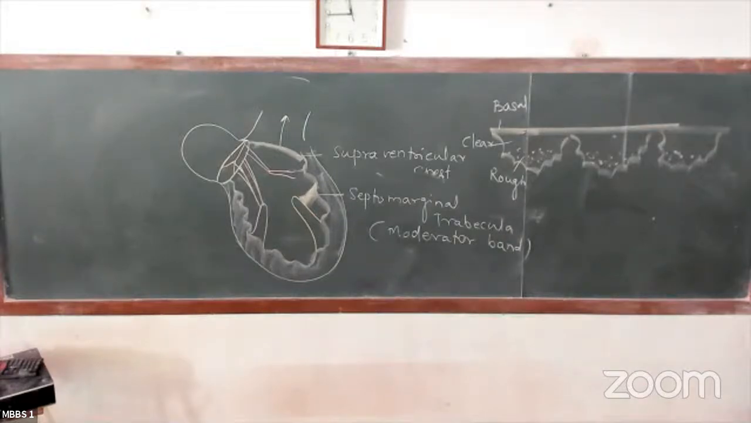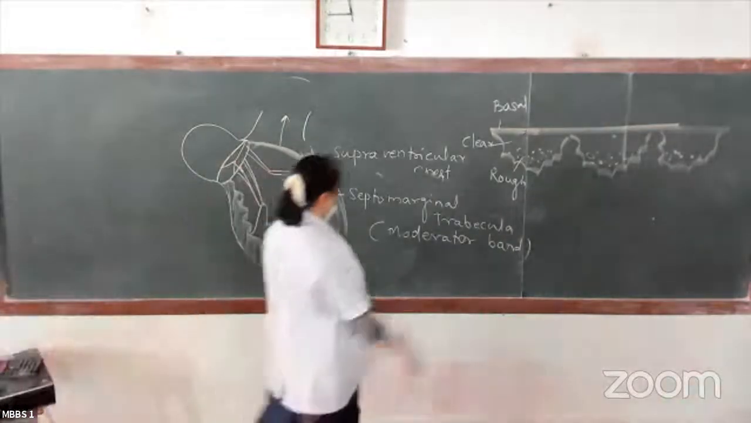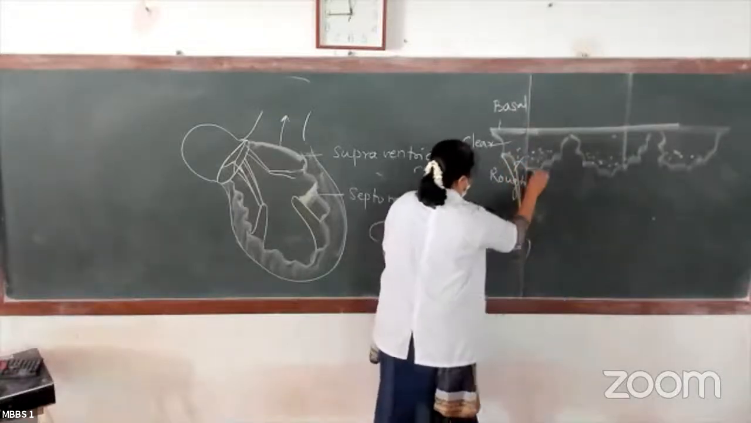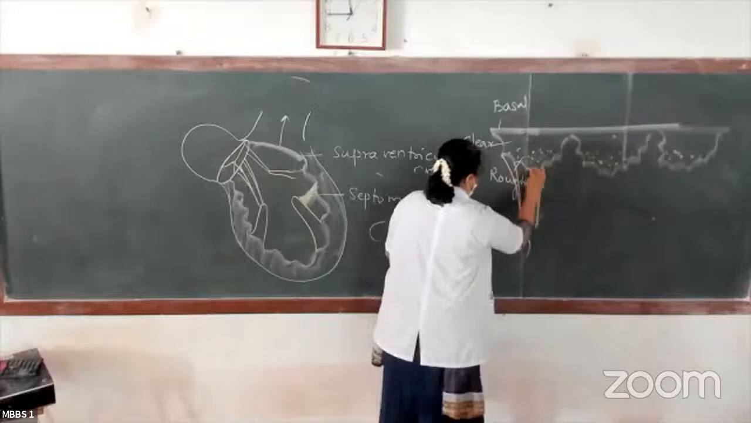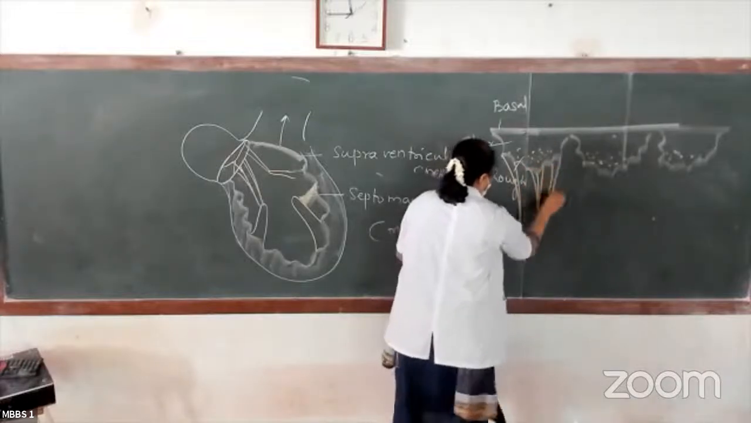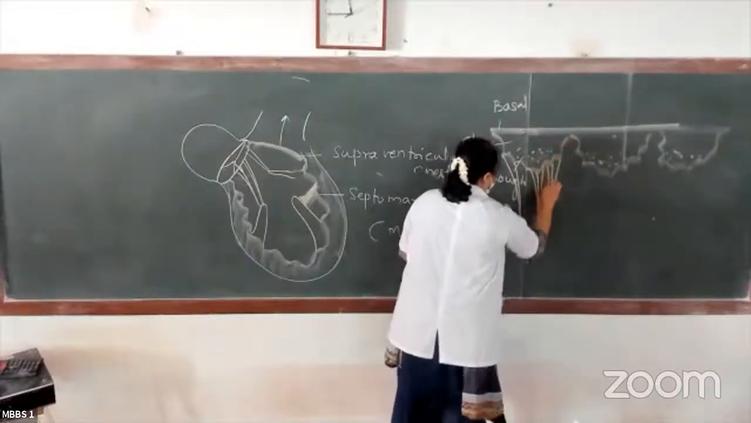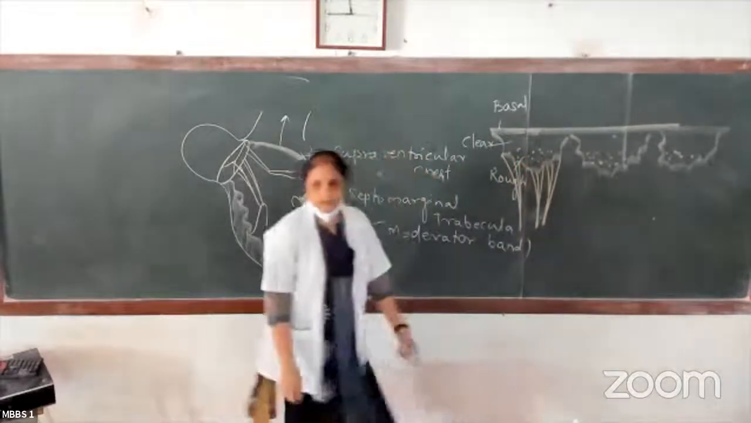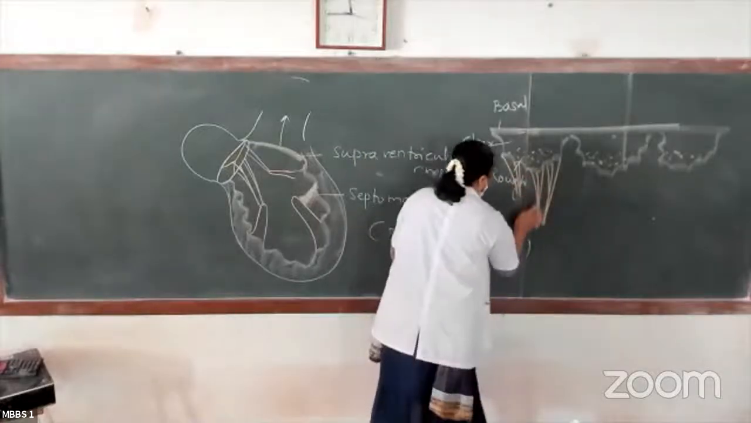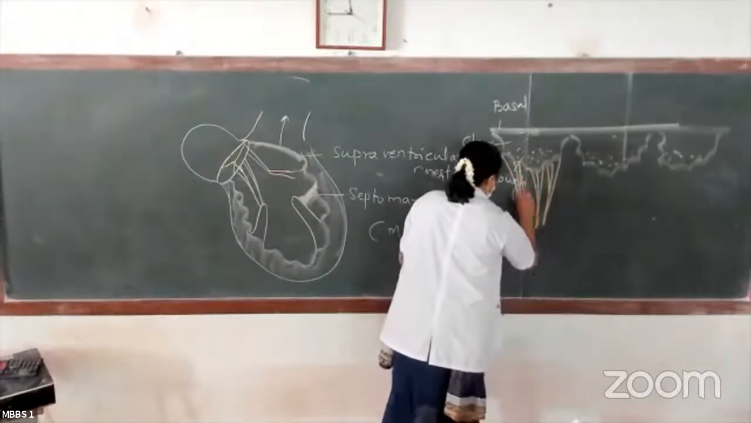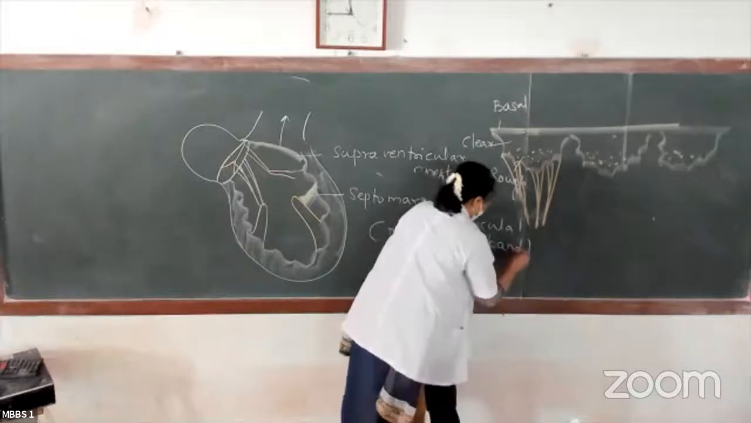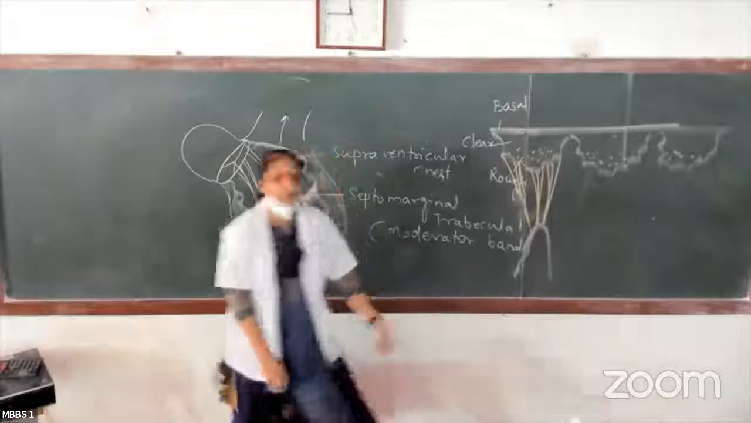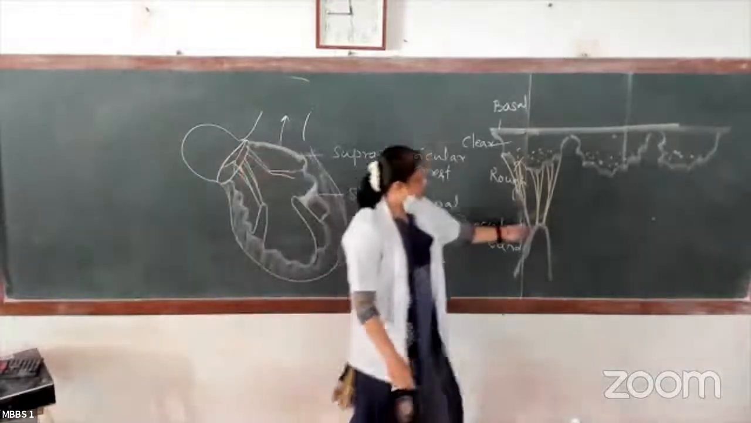Why is the rough zone called rough? Because this rough zone provides attachment to fibrous tissue. And what is this fibrous tissue? It is nothing but the chordae tendineae. Where do these chordae tendineae pass? They pass to the apex of the papillary muscle.